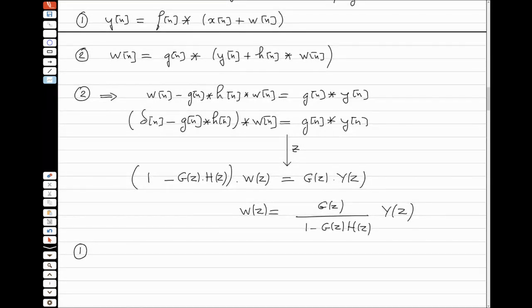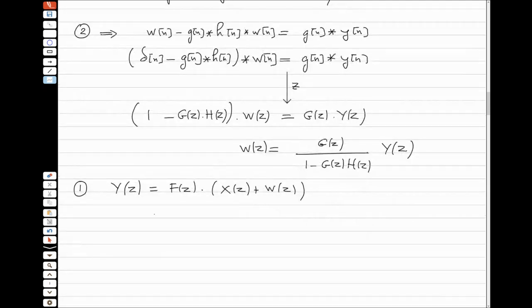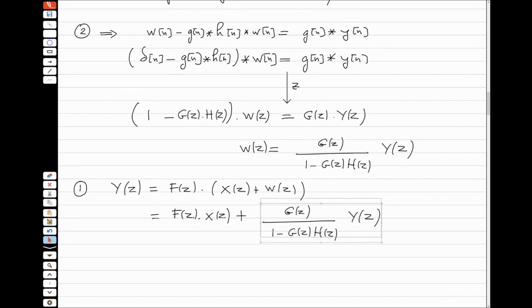Now, since we're in the Z domain, we cannot inject W of n here. We cannot inject W of z. So we need to write equation 1 in the Z domain. And then we can inject W of z. Now here we have W of z times f of z. So what you are getting is this, times f of z.